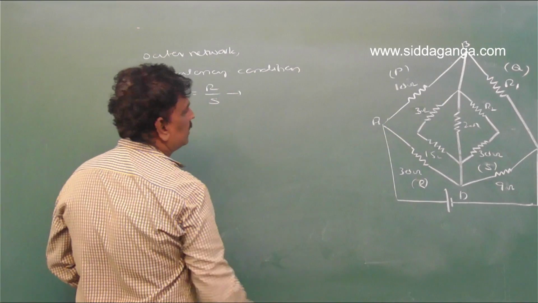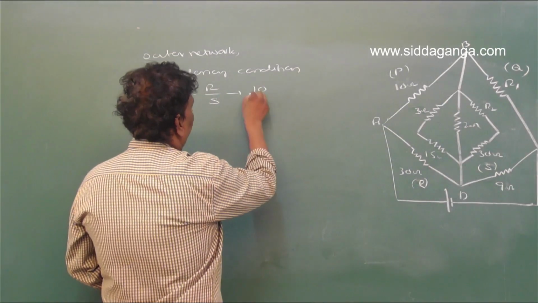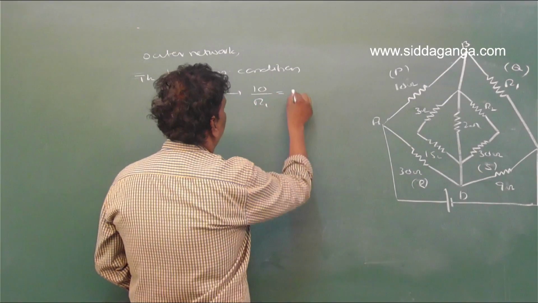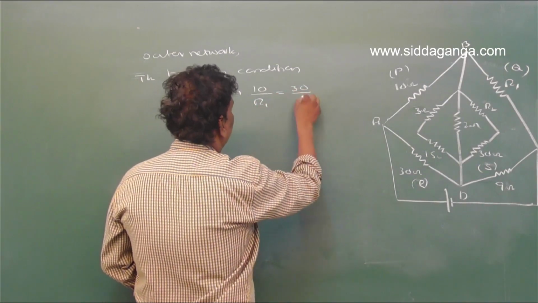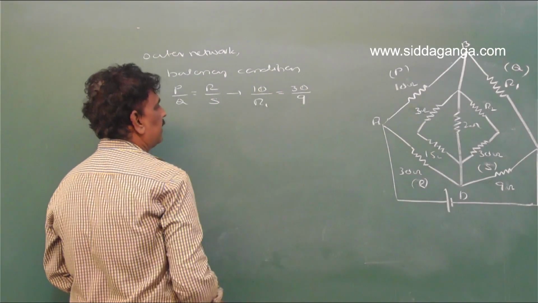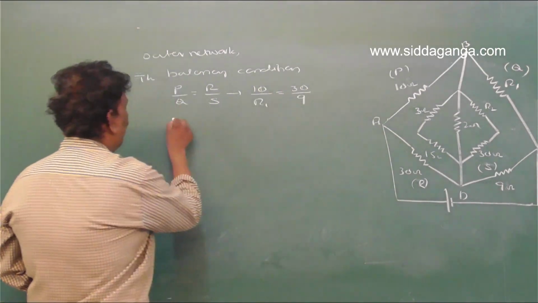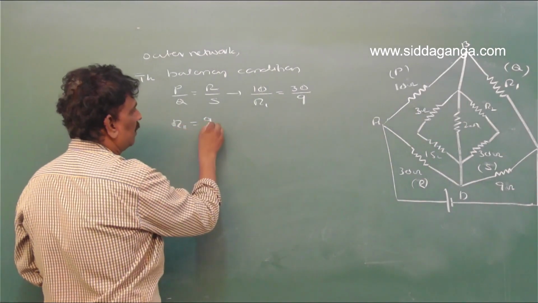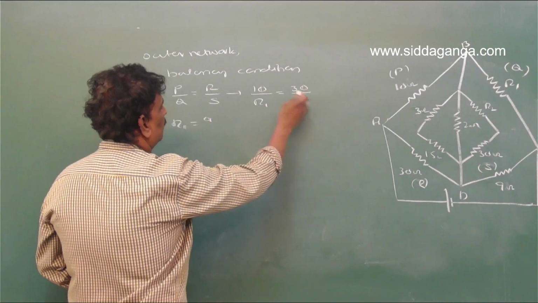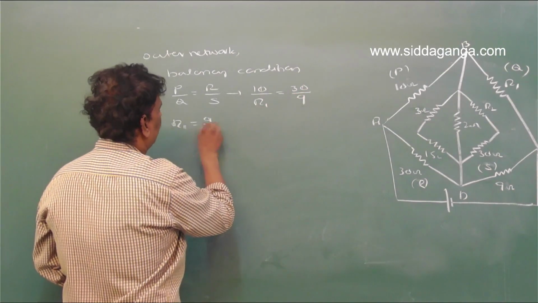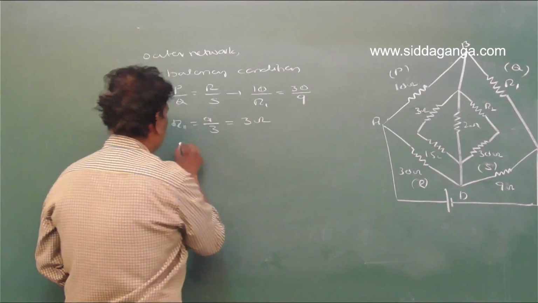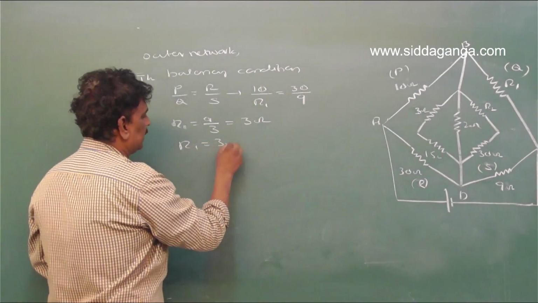That implies 10 by R1 is equal to 30 by 9. So the 10s get cancelled. So R1 is equal to 9 by 3, that is equal to 3 ohm. So the value of R1 is equal to 3 ohm.